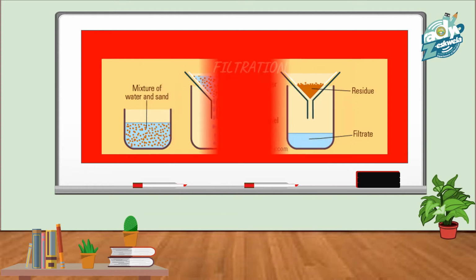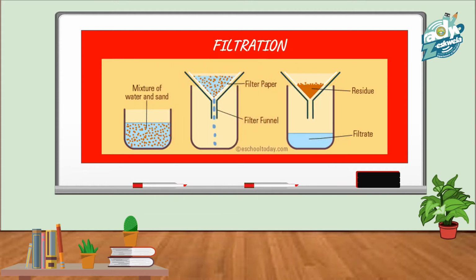Can you still remember some other process in separating mixtures? Yes, we have filtration. It is a method of separating an insoluble solid from liquid. When a mixture of sand and water is filtered, the sand left behind in the filter paper becomes the residue. The water that passes through the filter paper becomes the filtrate.